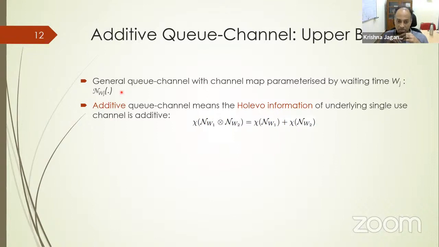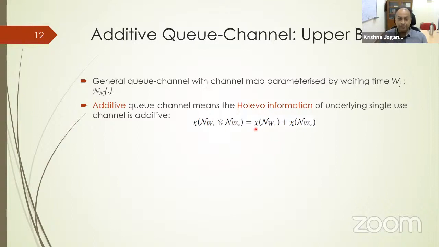There is a notion of additive Q channels, which, as far as I know, I don't think has an equivalent in the classical world at all, but I'll roughly tell you intuitively what it means. Additive Q channel means that the Holevo information of the underlying single channel use is additive. So if you have two channels, N_W1 and N_W2, the Holevo information chi of the tensor product channel is the sum of the Holevo informations of these two channels. I have not even told you what this chi is. I've just said that this chi is something like the mutual information, but more complicated. I've deliberately done that because I didn't want to get too much into the notation and theory of this.